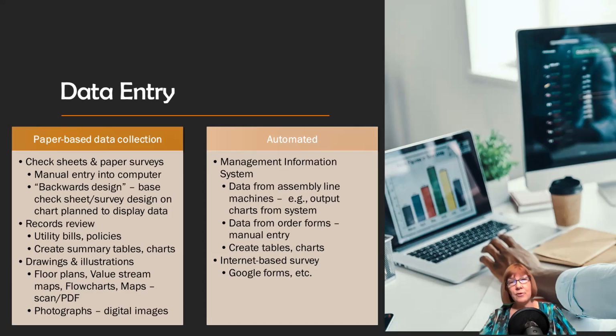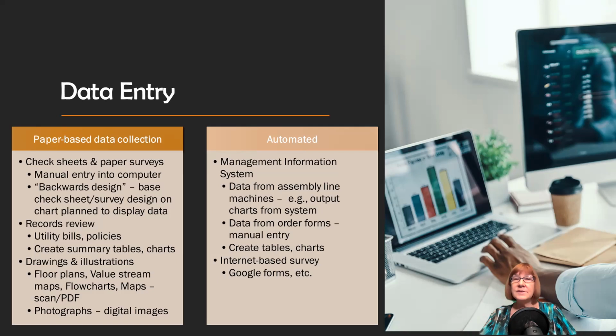And then, of course, photographs, you'll have a digital image. Now, if you're really, really lucky, you might have an organization that has a management information system, in which case some of the data is going to be automated. This could be if they have an assembly line, they're already checking their outputs. And sometimes they're even checking the parts that you want. If not, sometimes it's not too difficult for them to add that in.